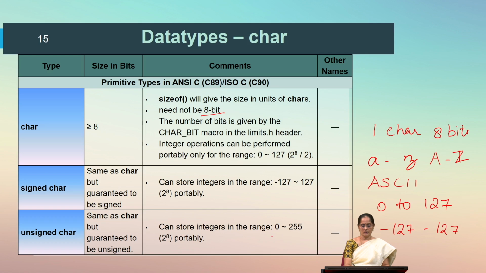So, the range becomes 0 to 255, but the size of the char type is going to remain the same as 8 bits. Now we will see how we are going to assign values to a variable.